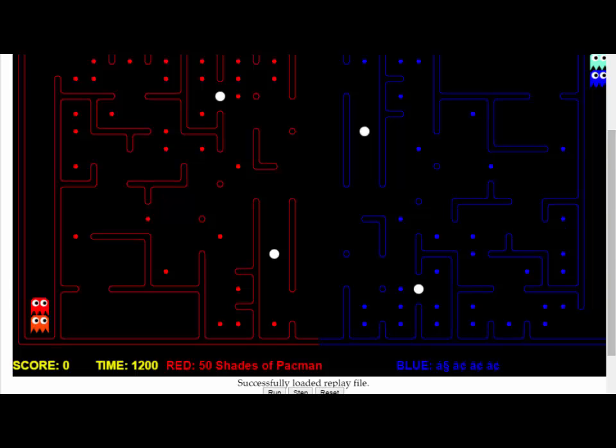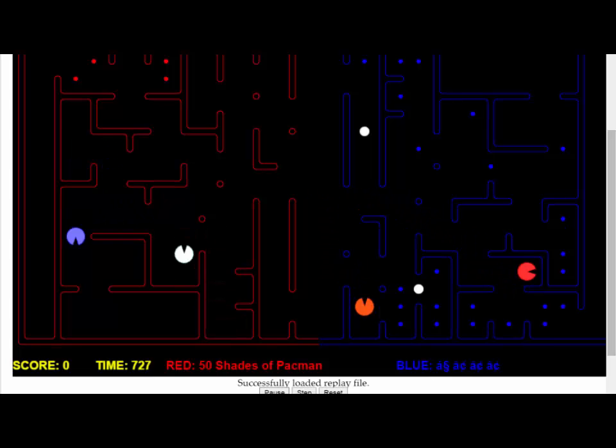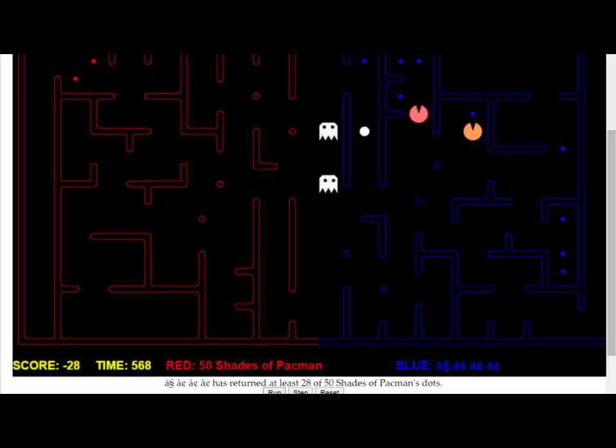50 Shades of Pac-Man in red on the left, and Pac-Man in blue on the right. Oh. So the winner is Pac-Man, and this puts 50 Shades of Pac-Man in third place.